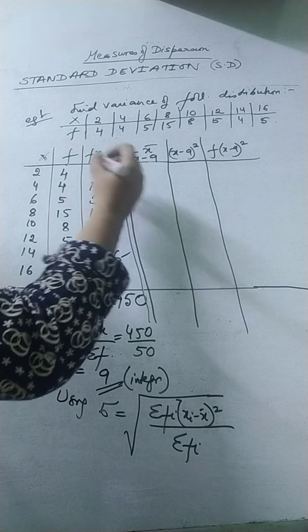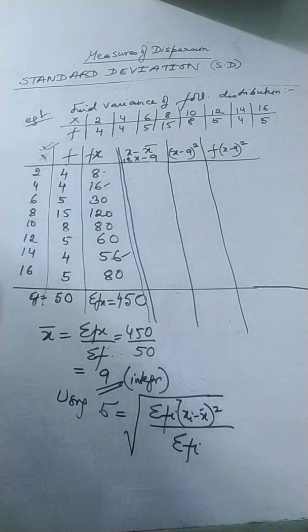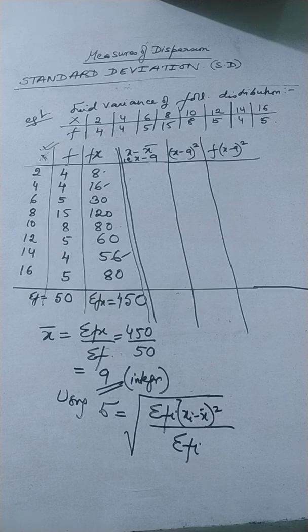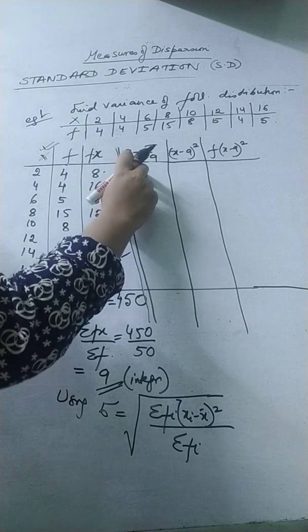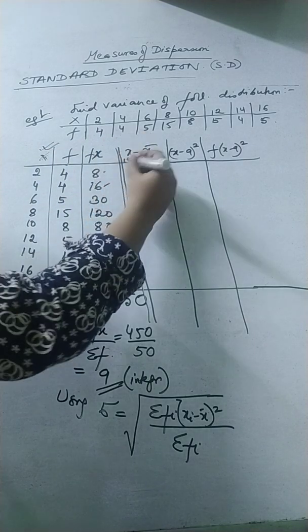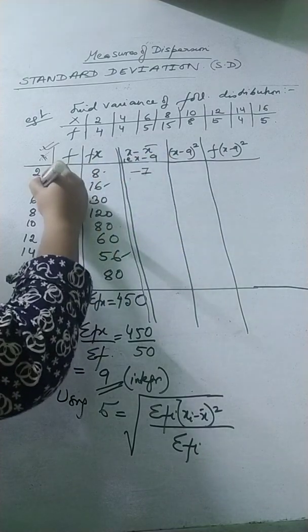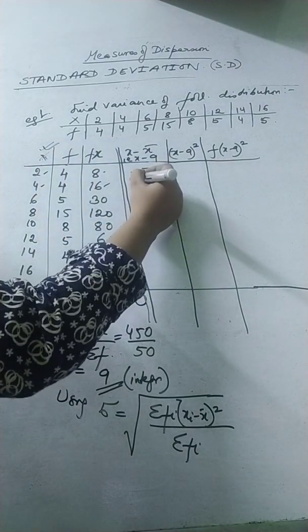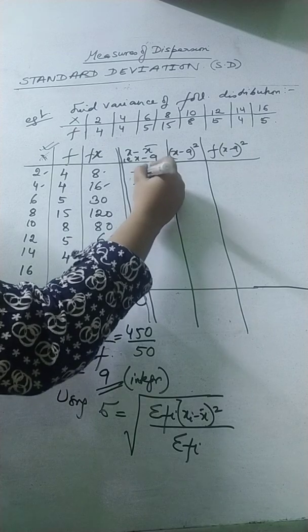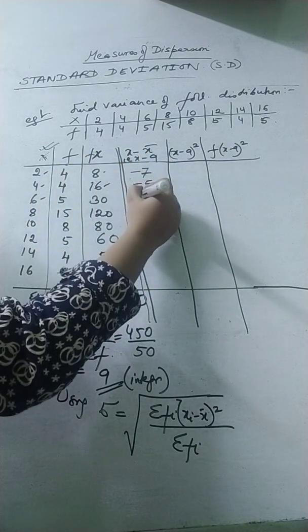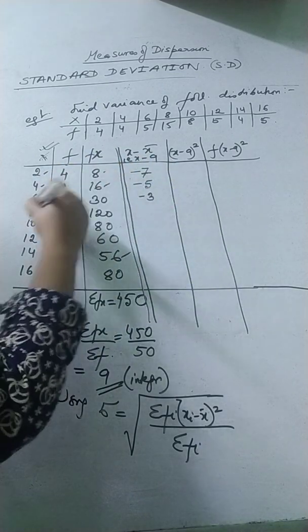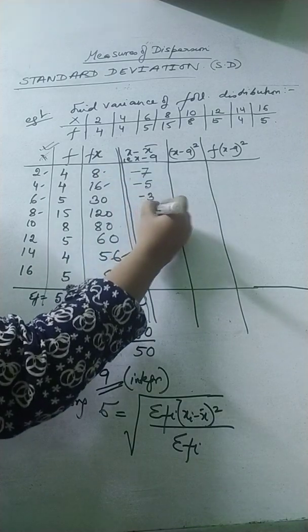This is x minus 9. Mind you, this is your x. Be very careful. There are chances of making careless mistakes. So it's 2 minus 9. That gives you how much? Minus 7. 4 minus 9 gives you minus 5. 6 minus 9, so it's minus 3. 8 minus 9, minus 1.